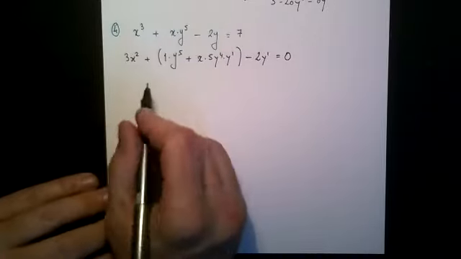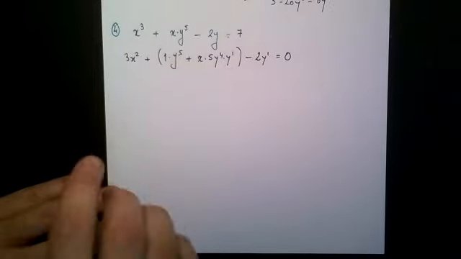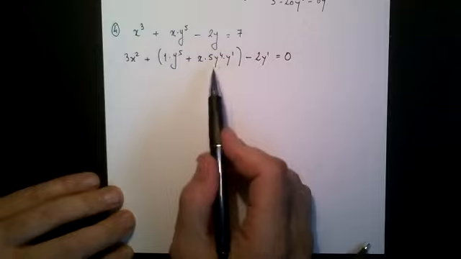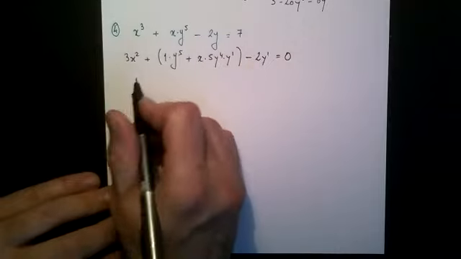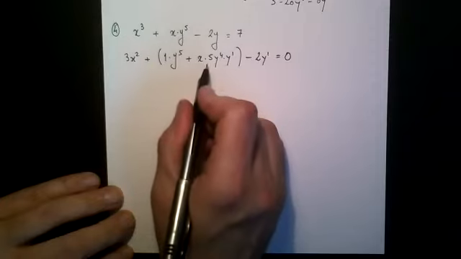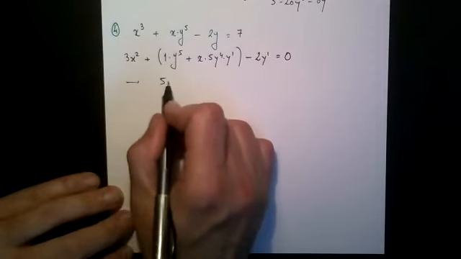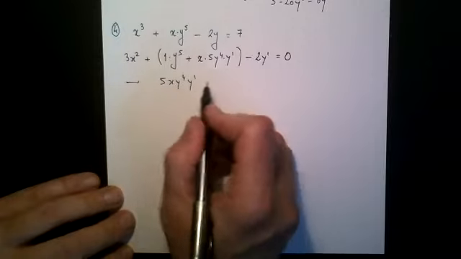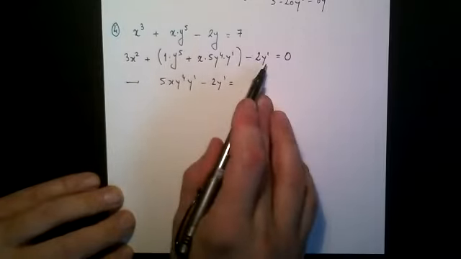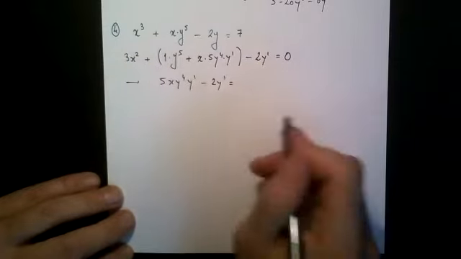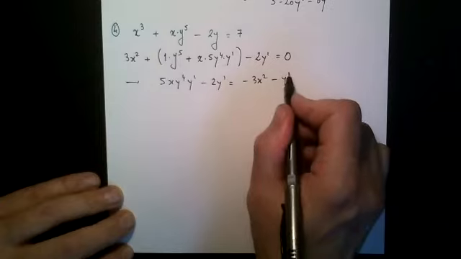Okay, let's keep going. So at this point, the derivative is done. So now let's do algebra and isolate the terms that have a y prime. I see a y prime here and a y prime there. That's all I see. So 5x y4 y prime minus 2y prime. These are my two y prime terms, equals, and everything else on the other side. Negative 3x2 minus y5.